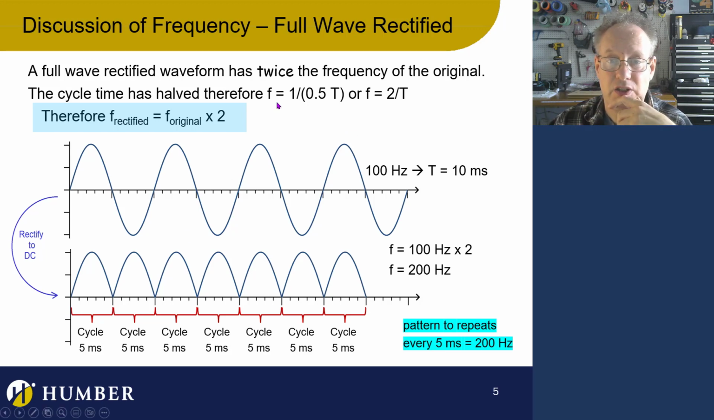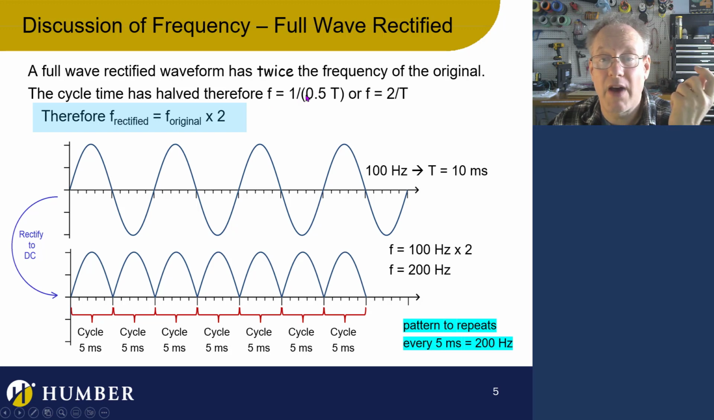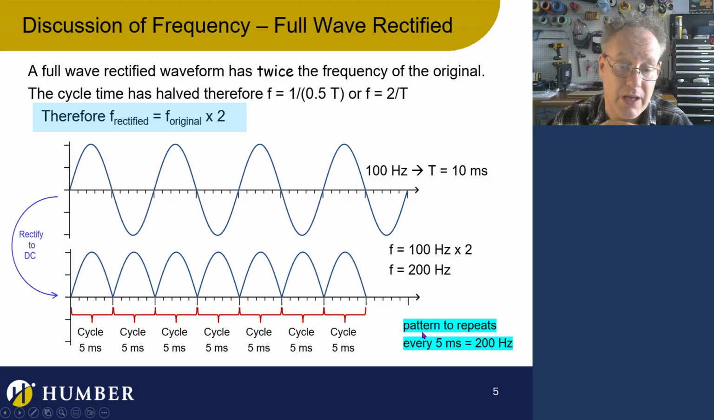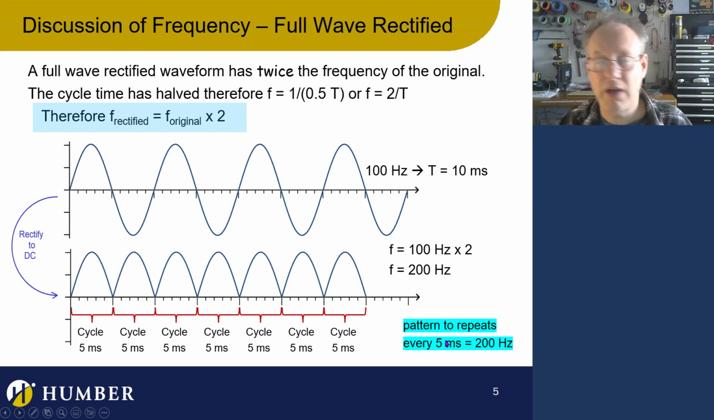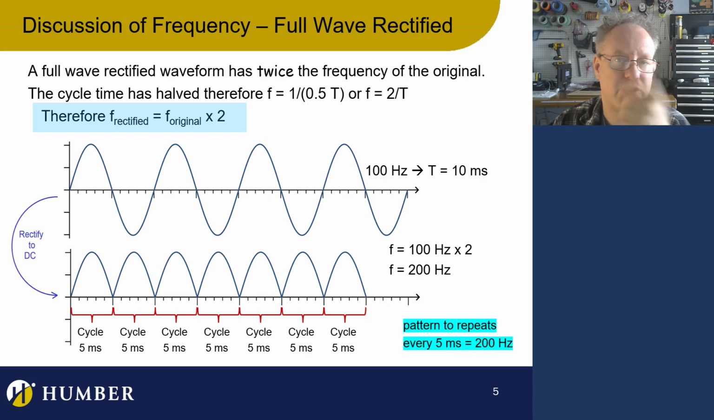Does it make sense? So if I take a look at this, I can say the frequency is going to be 1 divided by 0.5 of the period, or the frequency is 2 divided by the period. Or you can just simply know that the period here is 5 milliseconds, so therefore the frequency is 200. However you want to look at it, the frequency is twice as much because the pattern repeats itself twice as quickly. Okay, good. So let's go down and just do the math here.